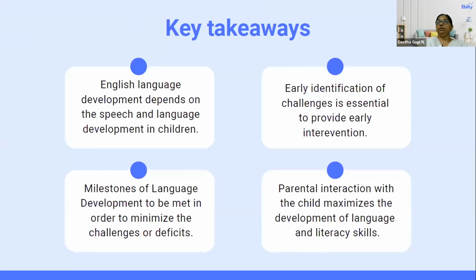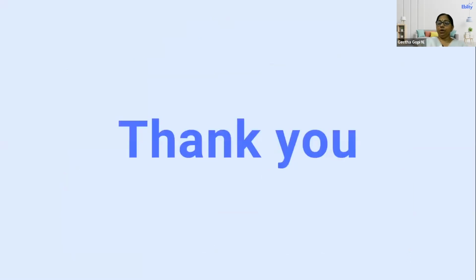The aim to identify as early as possible is so that the milestones of language development can be met and the child can be retracked into the normal child development pattern, and to minimize the effects of challenges or the deficit skills. And then last but not the least, parent-teacher interaction, social interaction with the child actually maximizes the development of language skills, which ultimately has a positive impact on the acquisition of academic skills in school. So we come to an end of this session, and so I'm now open for a quick Q&A.